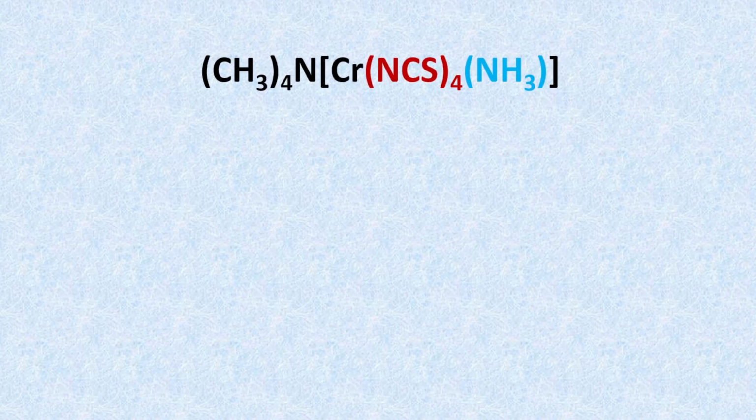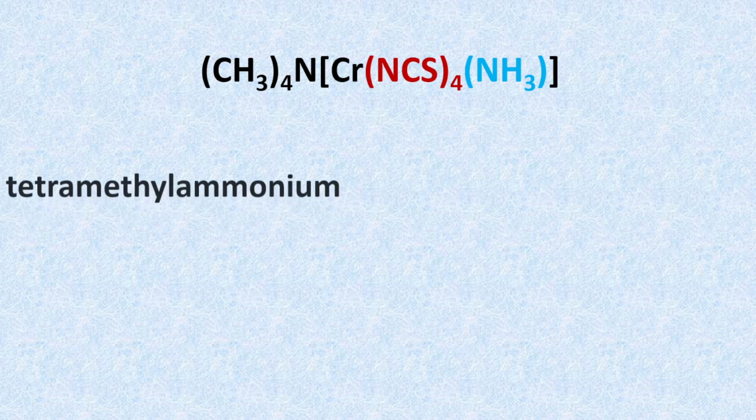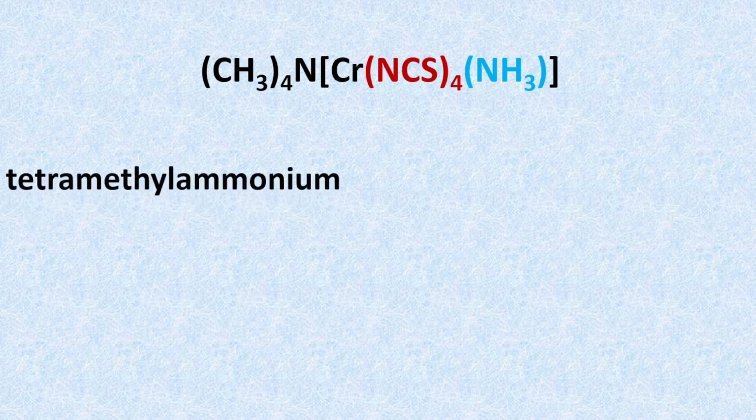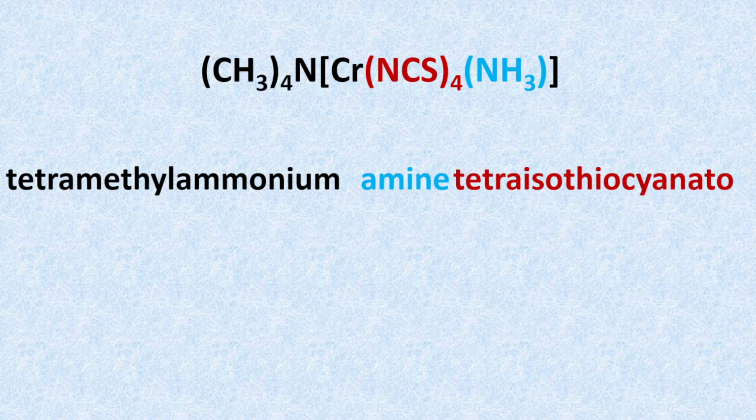Out of 4 negative charges provided by the 4 isothiocyanate ions, one is balanced by tetramethyl ammonium. So the oxidation state of chromium is +3. Since chromium is a part of an anionic coordination sphere, its name is written as chromate. So tetramethyl ammonium amine tetraisothiocyanate chromate 3.